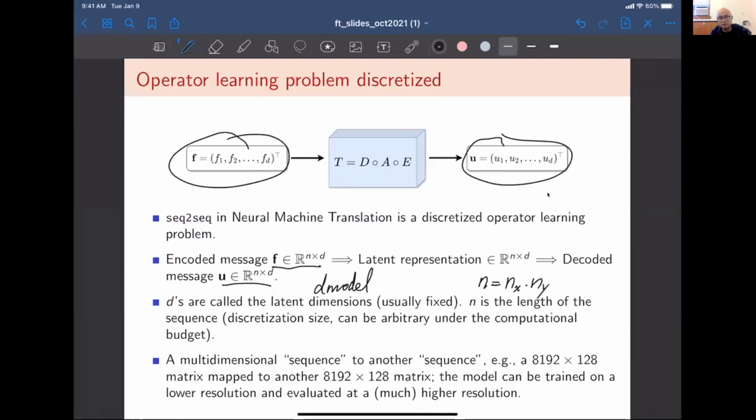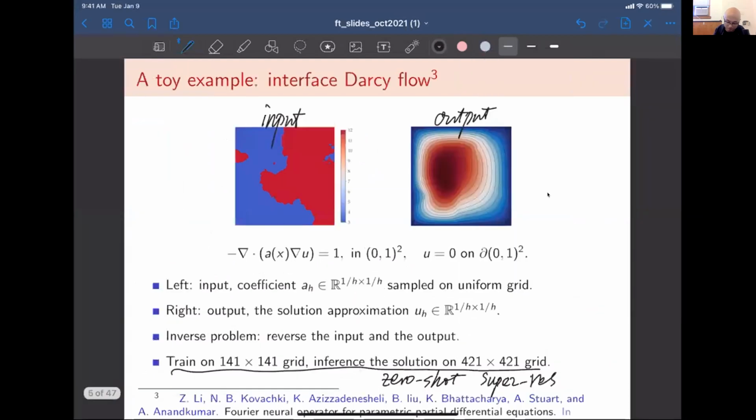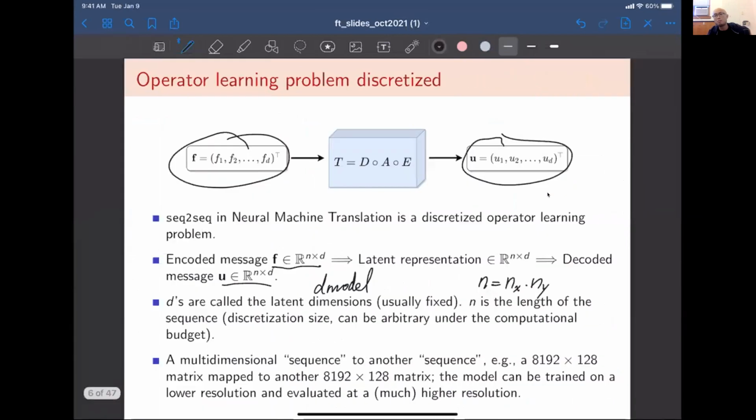So then I realized this operator learning is pretty similar to, when discretized on a discrete grid, the language models. Language models, for example BERT, can be trained on a sentence with, let's say, 20 words, but the downstream task can be for sentences with like 100 words. So it's pretty nice.